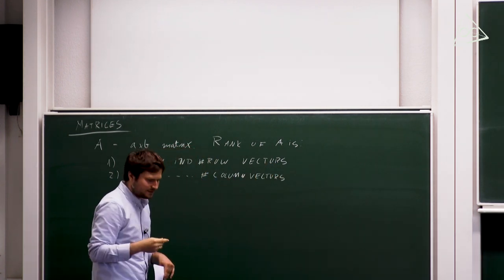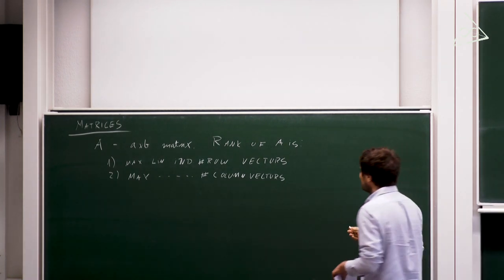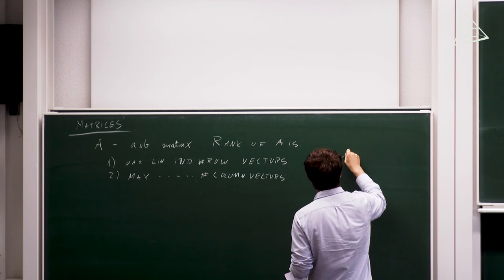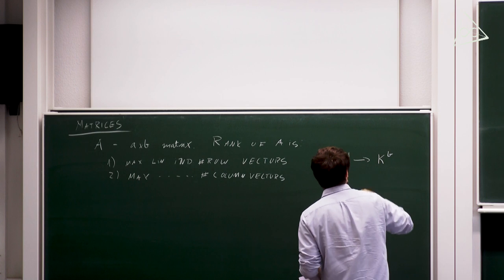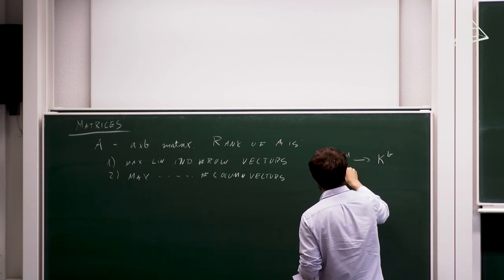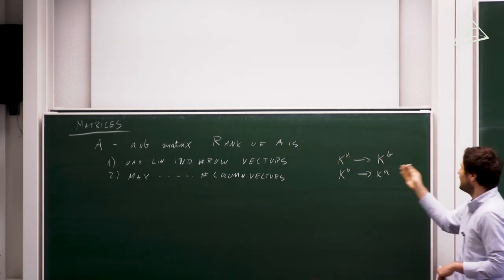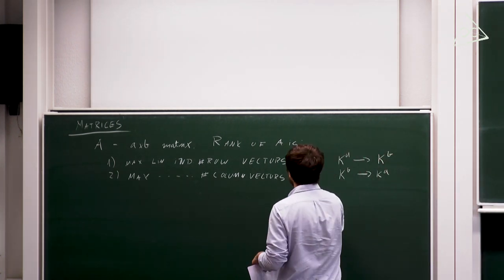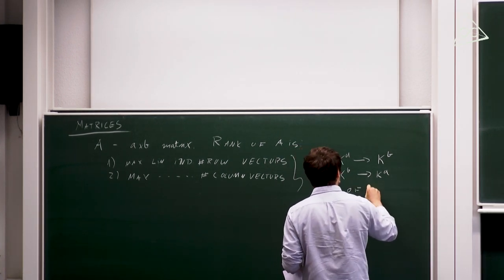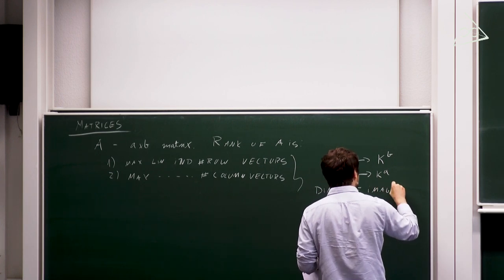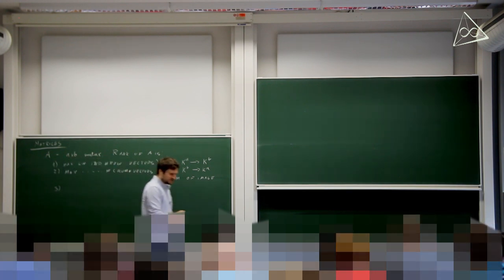I can restate it because, as we know, matrices give linear maps. So I can also say that this is the dimension of the image of the induced map, either from K^B to K^A or from K^A to K^B. So I can also restate it that the rank is the dimension of the image. Okay, so two are done.